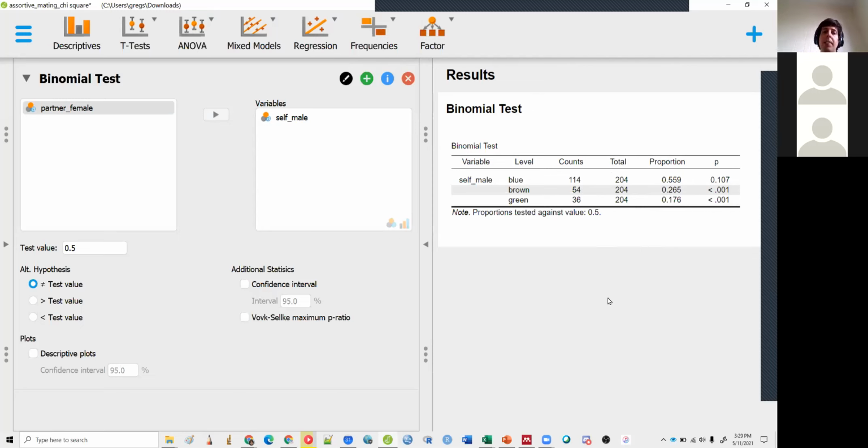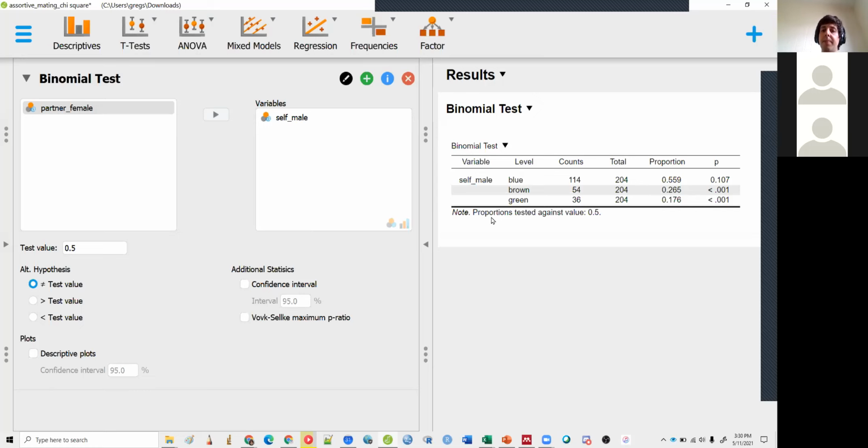What we have next is a column where it gives a p-value, and a p-value is something that we've tested before. You see that blue has a p-value of 0.107, and brown and green have p-values of less than 0.001. So why is it that the eye color blue has a probability value of 0.107, not significant, and brown and green have values that are significant?